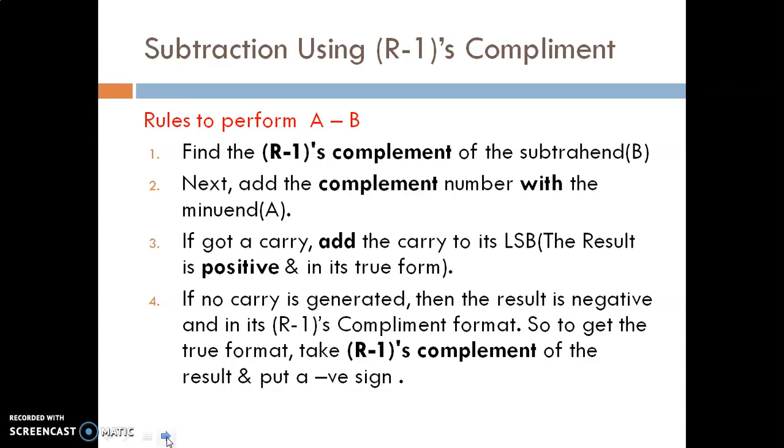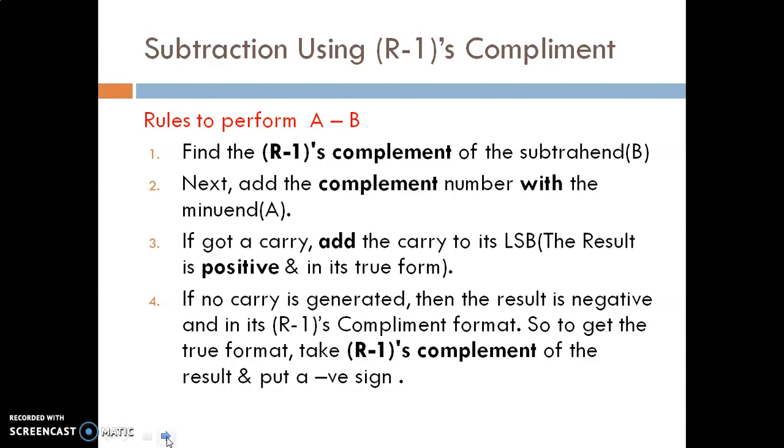And we have seen that in the one's complement subtraction method, we will first calculate the one's complement of the subtrahend, and then we will add that one's complement to the minuend. If you get a carry, you add that carry to the LSB, and the indication is that the result is positive and in true form. And if no carry is generated, it means that the A minus B result is negative and it will be in one's complement format. So in order to get the true format, we take the one's complement of the result and put a minus sign.